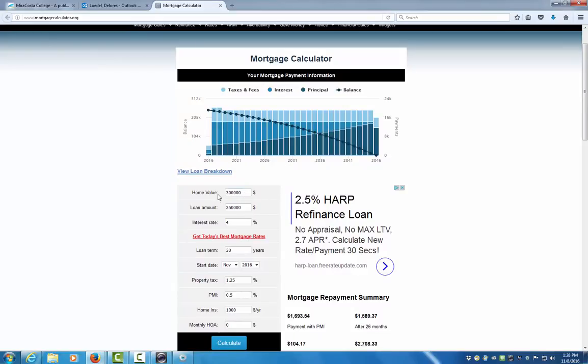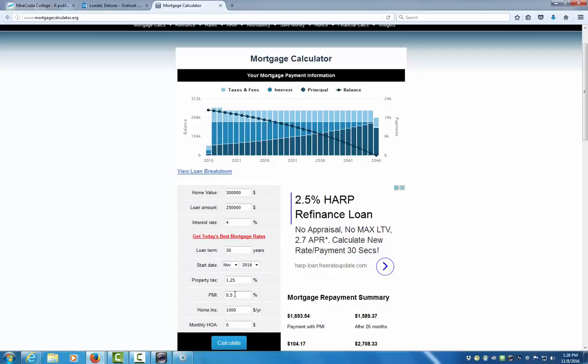So they have a home value of $300,000, loan amount of $250,000. So it looks like you're putting down $50,000, which is slightly less than 20%. They have an interest rate of 4%, 30-year term, starting November 2016. Property tax 1.25%. PMI, that's private mortgage insurance, 0.5.